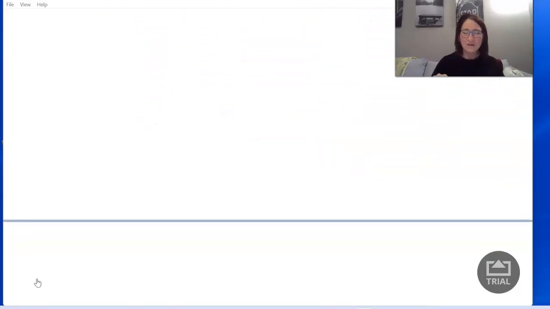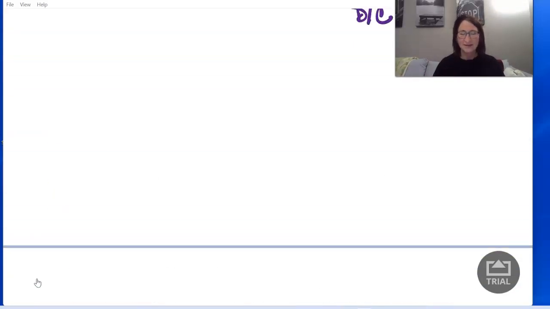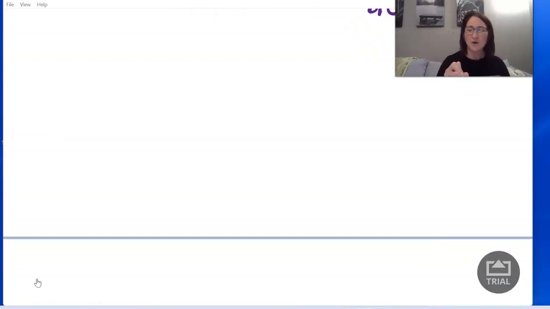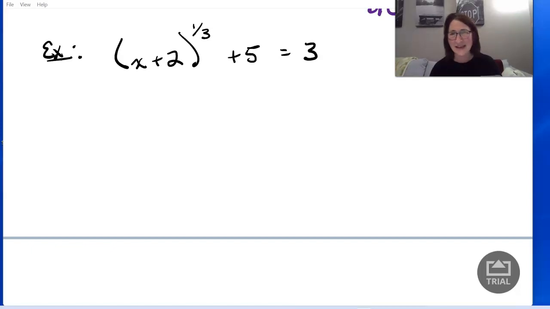All right. I'm going to do one other little example here that is not on your notes, but it's an important example. So here's another example. Let's take x plus 2 raised to the 1/3 plus 5 equals 3. Okay? We haven't done anything like this, at least not today.